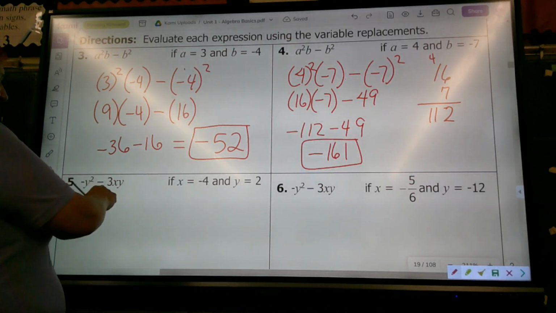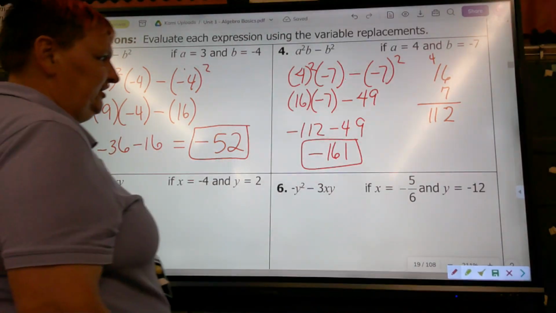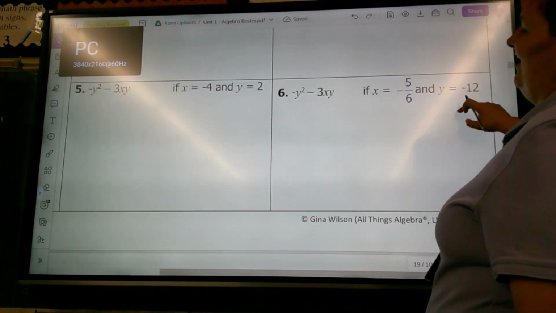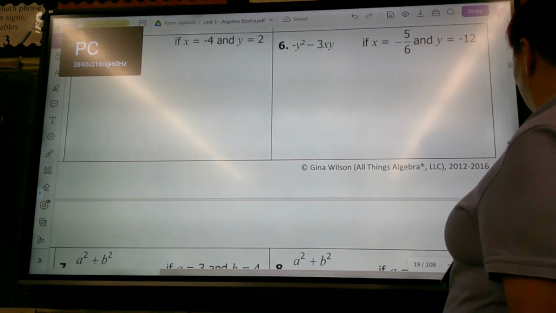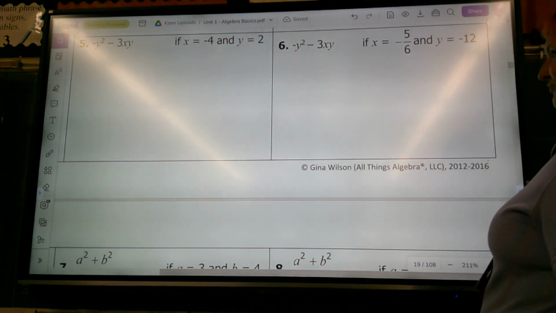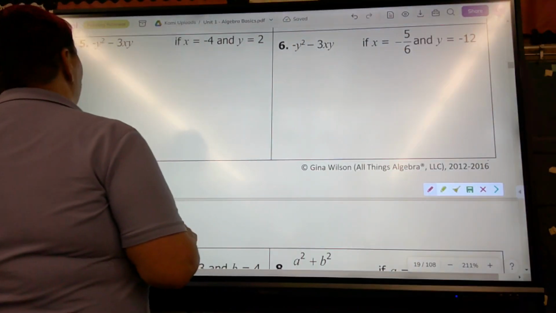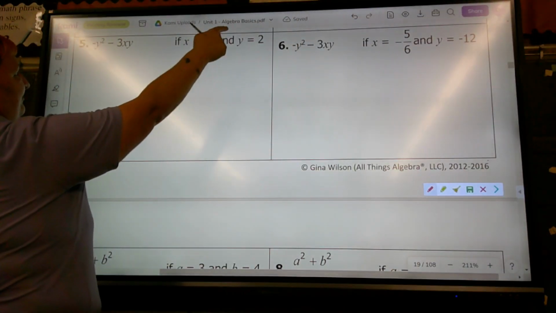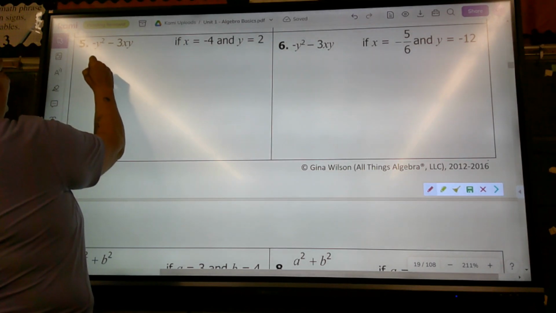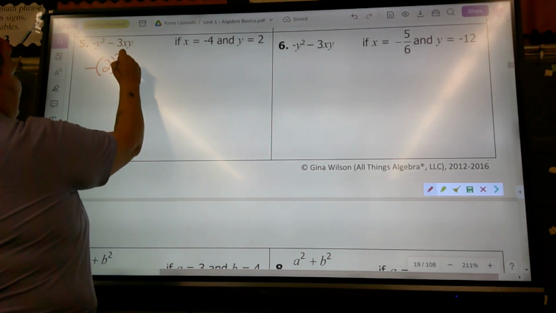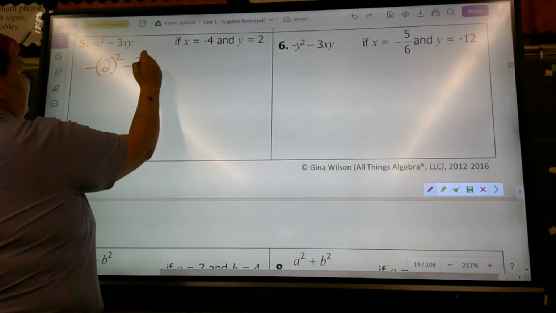Negative y squared minus 3xy. Woo, let's look at that one. I'm excited. I don't know why I love this stuff, but I do. Alright, negative y squared. So x is negative 4, y is 2. So negative 2 squared minus 3xy.